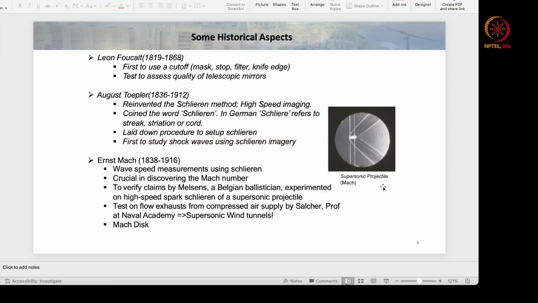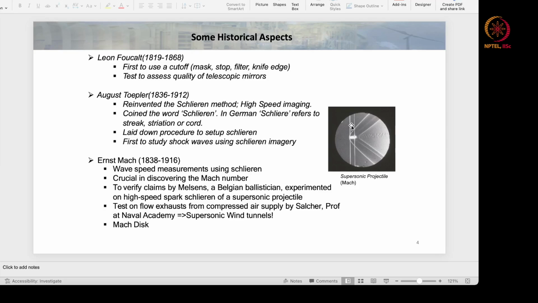For example, this is a shockwave image. This is a supersonic projectile. And you can see that there is an attached shock in front of it. So this clearly says that shock waves do have sharp density changes. As a result of that, you have changes in the refractive index, not large, but that is what is shown over here.